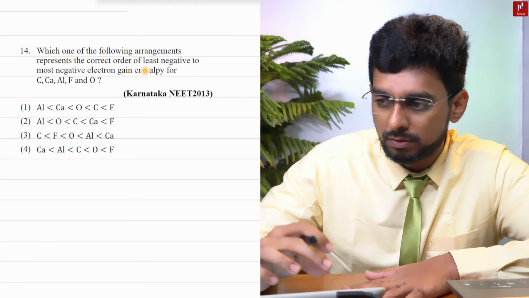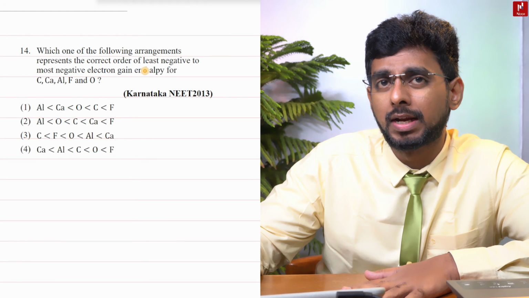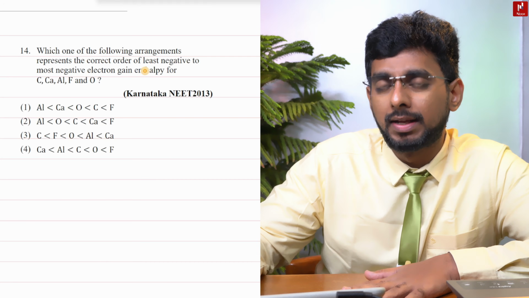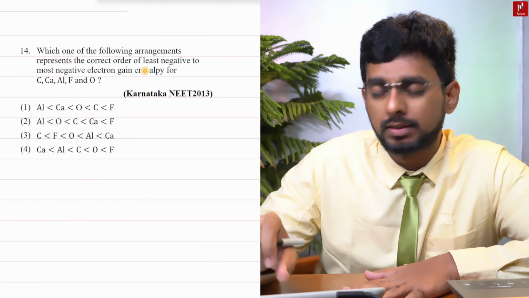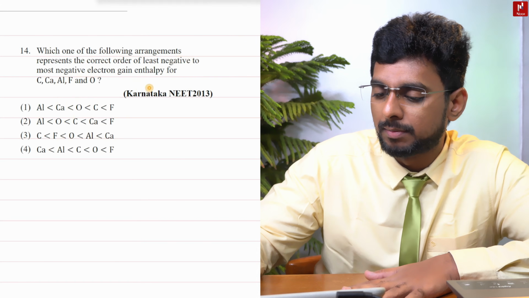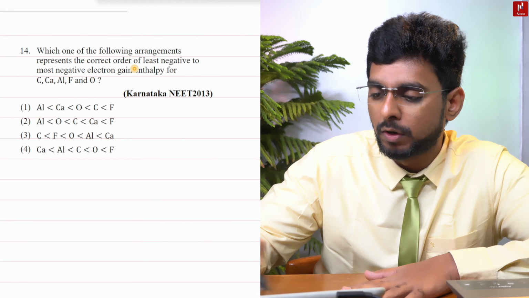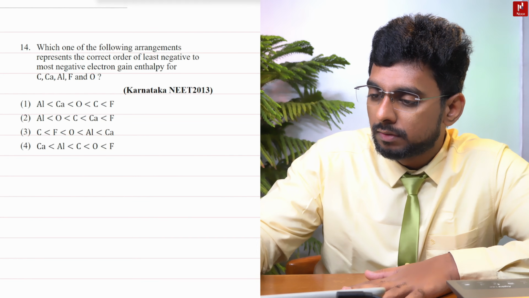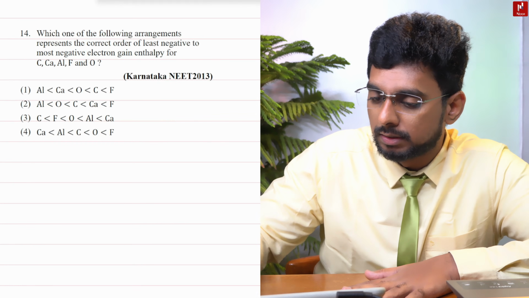Okay, so it has to be the increasing energy level. We just know across the period it increases and down the group it decreases for the electron gain enthalpy, right? So first let me fix those elements with respect to the periodic table. You would have got something like this.